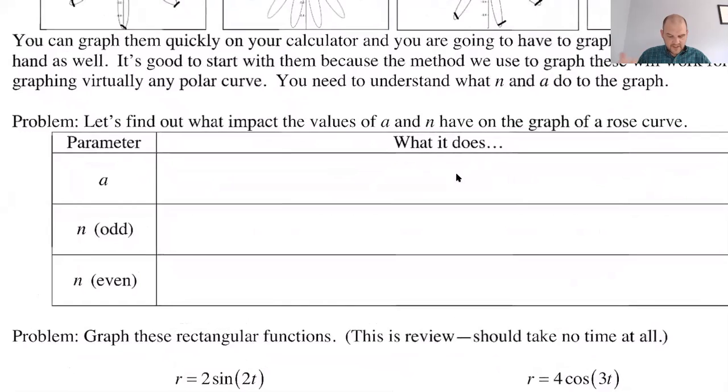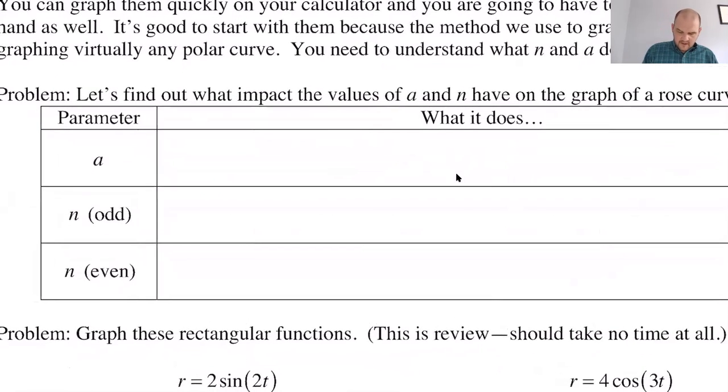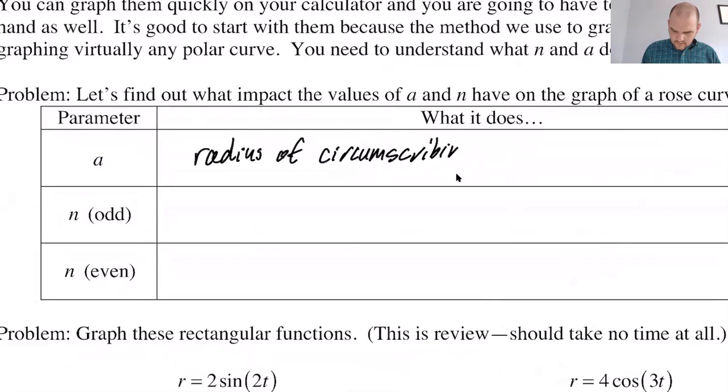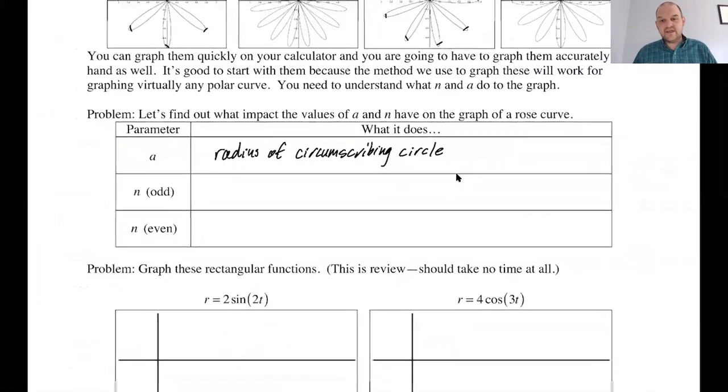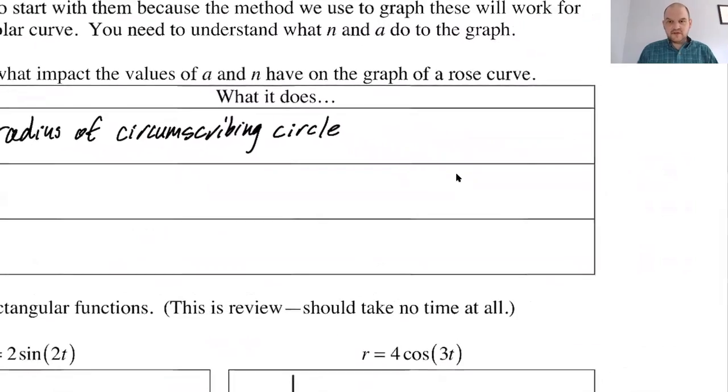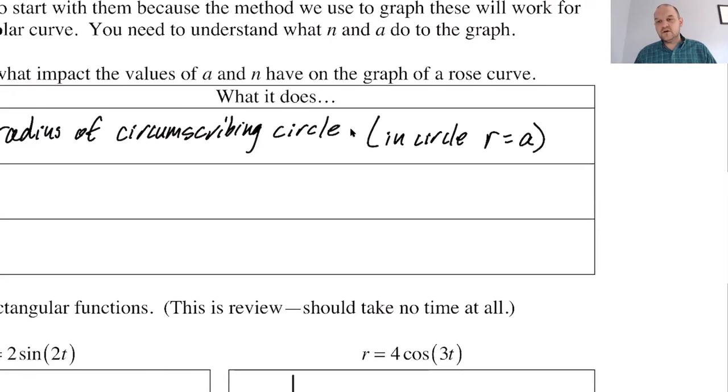All right. So A, we saw, was the radius of the circumscribing circle. So the entire graph can be inscribed in a circle of radius A. So maybe I'll actually write that. Let me move myself back up. So it's in the circle r equals A. You can draw the whole thing inside the circle r equals A.